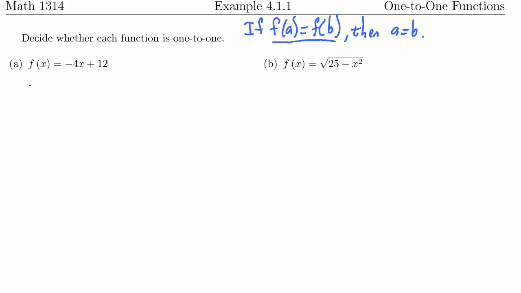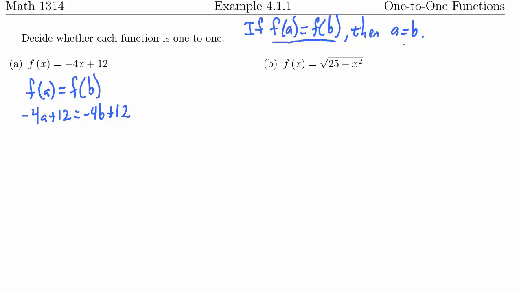Let's see what that means for letter A here. F of x equals negative 4x plus 12. I'm going to start out with the assumption that f of a equals f of b. When that happens, that gives me negative 4a plus 12 equals negative 4b plus 12.